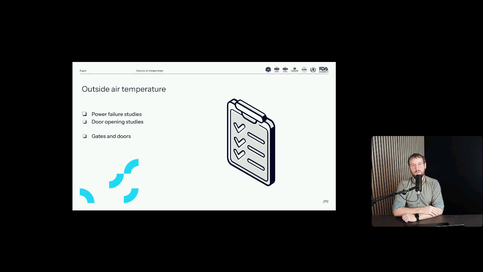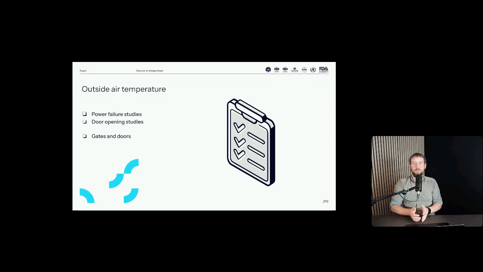Another part, as we talked about before, is door opening studies. If we have doors and gates that are regularly opened, those are really dependent on the outside air temperature. And that also leads us back to: when is it winter?